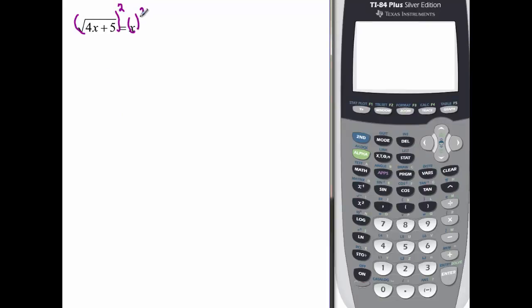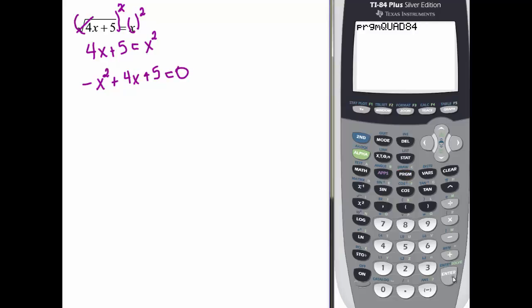I'm going to solve this one by squaring both sides. If I square both sides, the square cancels the square root on this side, and we have 4x plus 5 equal to x squared, which means I have a quadratic equation, so I need to set it equal to 0. I'll take the x squared to the other side, because I'll use the quadratic formula in my calculator, so it doesn't matter whether x squared is positive or negative. So negative x squared plus 4x plus 5 is equal to 0. In my calculator, using the quadratic formula, a is -1, b is 4, c is 5, and I find that x is equal to -1 and x is equal to 5.